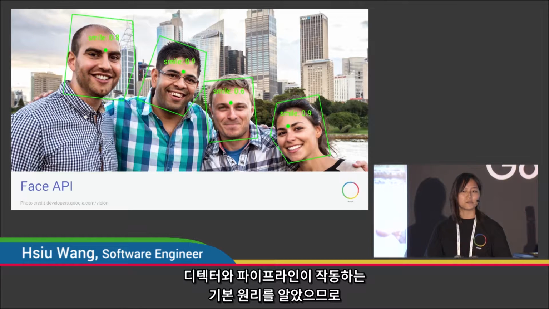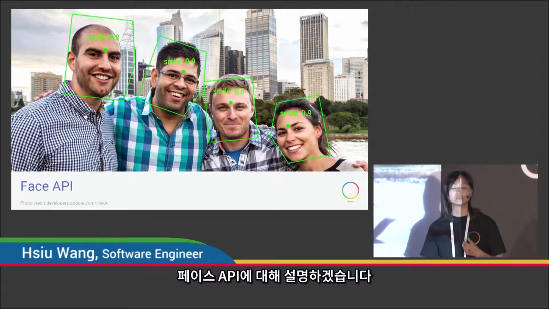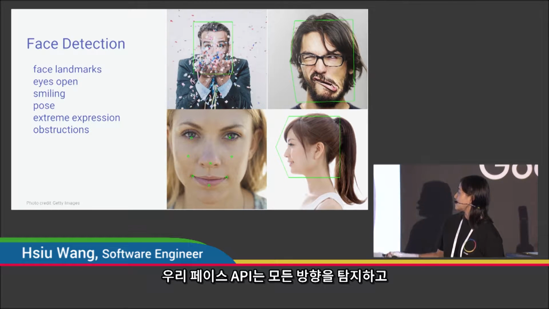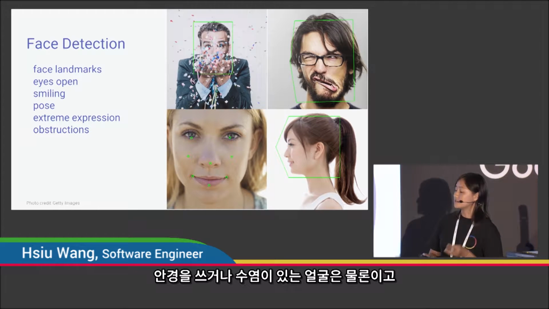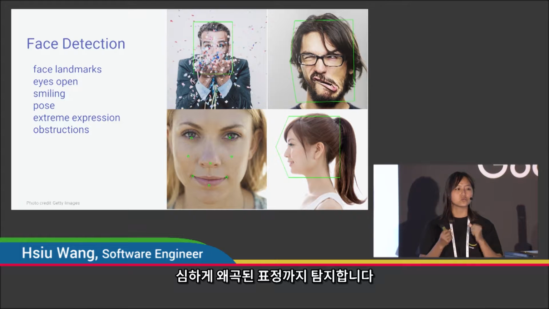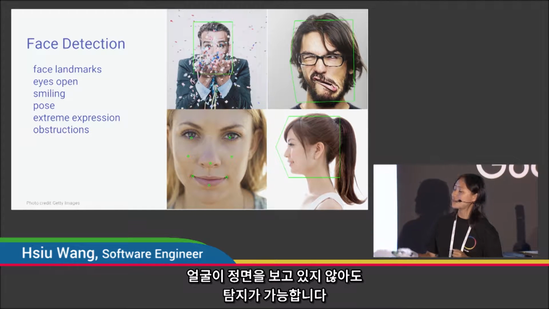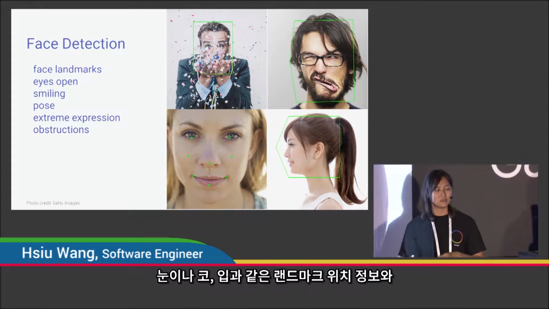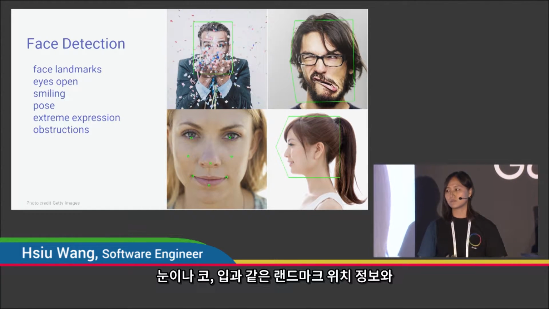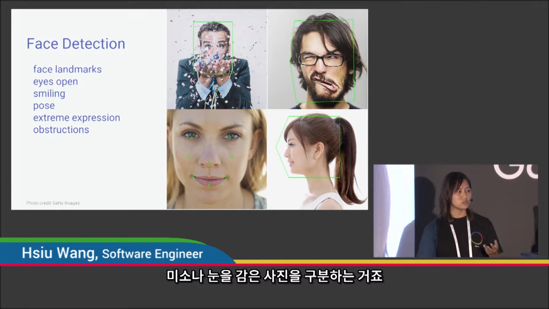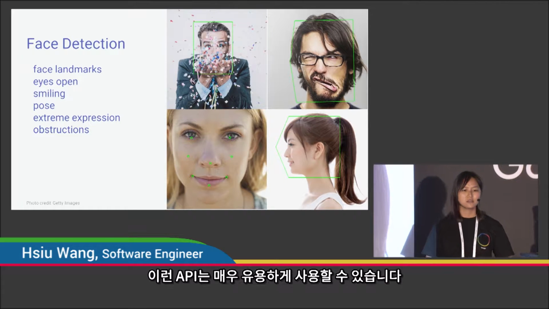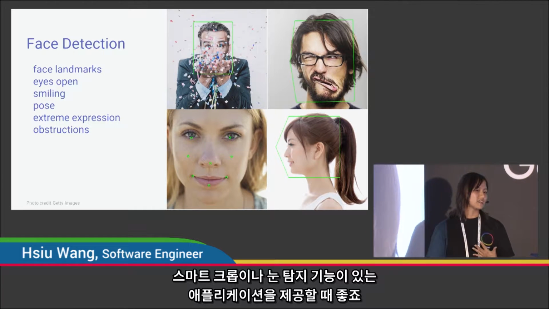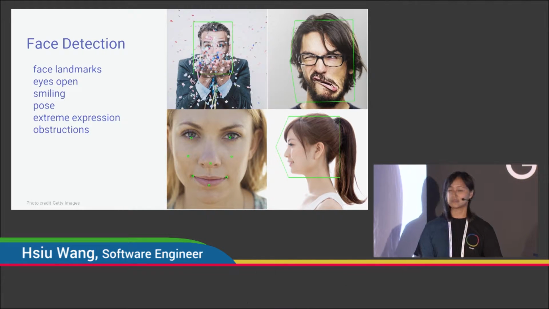So now you understand how the basics work for detector and the pipeline. I would like to talk a little bit about the Face API. Our Face API can detect faces in any orientation, and it can also detect faces with beards, glasses, or even extremely distorted expressions. Additionally, even if a face is not fully viewable, it can still detect it. And once it detects a face, it provides you information like landmarks, such as eyes, nose, and mouth positions, as well as classification, which is a state of a feature, such as smiling or closed eyes. So this can be very useful when you want to build applications such as smart cropping, red eye detection, or the always very useful puking rainbow effects.